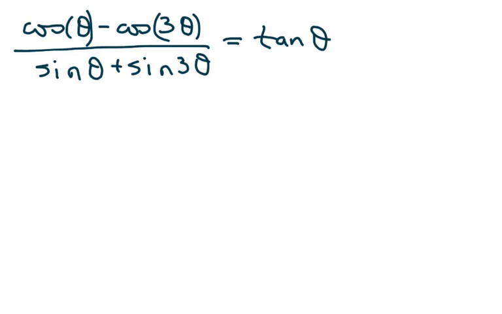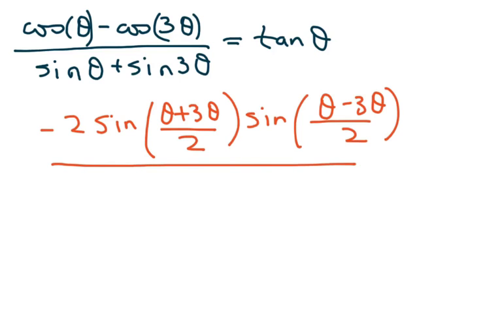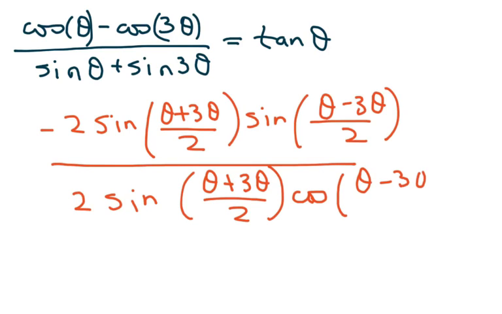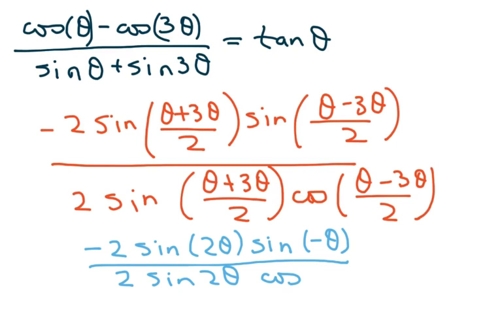So I'm going to work on the left side here and just use my formulas. I get negative 2 times sine of (theta plus 3 theta)/2 times sine of (theta minus 3 theta)/2 divided by 2 sine of (theta plus 3 theta)/2 times cosine of (theta minus 3 theta)/2. Now I'm going to simplify this. I'm trying to squeeze it in here. I'm going to get negative 2 sine of 2 theta times sine of negative theta over 2 sine of 2 theta times cosine of negative theta.